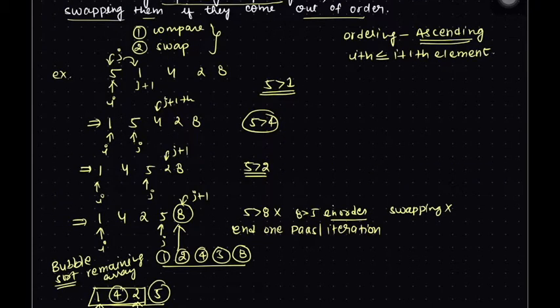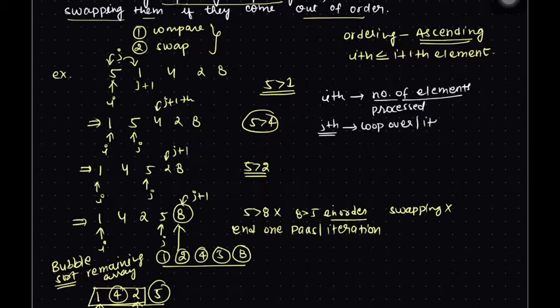Here we saw that ith element is actually acting like the number of elements which have been processed so far. It is acting like a variable which is pointing towards the total number of elements which have been processed, while jth element is used to loop over, or iterate over, or to make a pass over the array. Now, let us look at the actual code which is used to do the bubble sort.